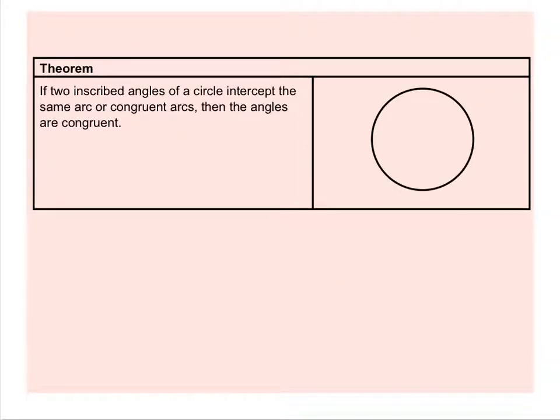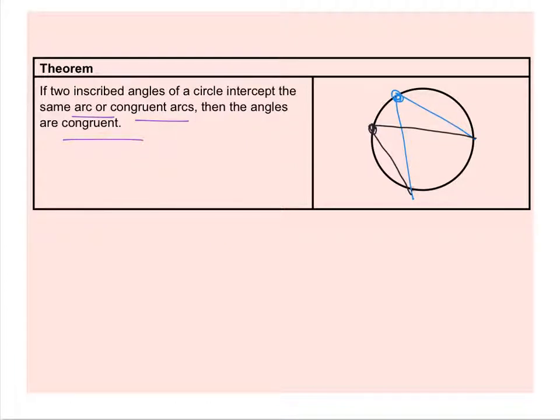If two inscribed angles of a circle intercept the same arc or congruent arcs, then the angles are congruent. So basically what this is saying is that if I've got an inscribed angle, but I've got another point that intersects the exact same arc, these two are going to be equal.